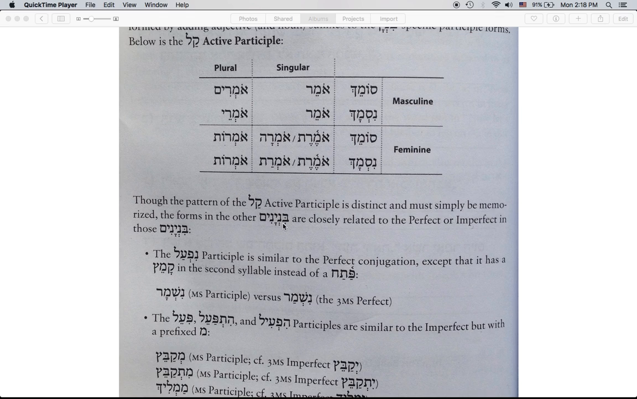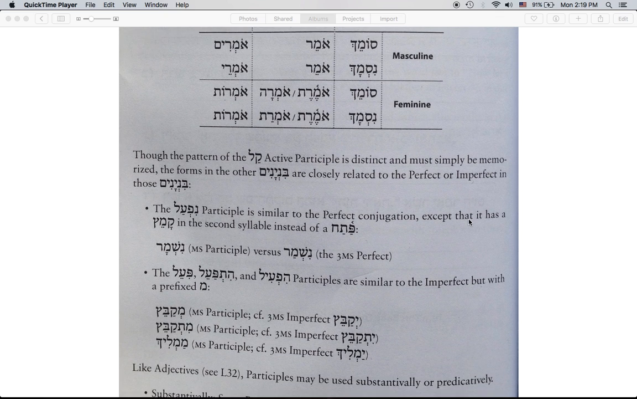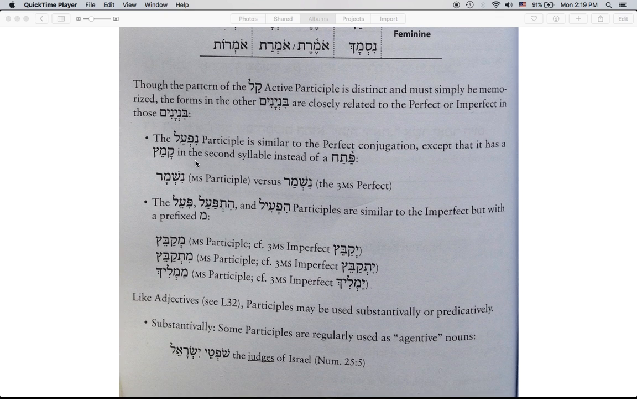The forms for the other binyanim are closely related to the perfect or imperfect in those binyanim. They summarize that here. And what they're basically saying is for binyanim like the nifal, we are already familiar with the noun pattern that we're going to see for the participle. They're basically built off of the perfect and imperfect for those binyanim.